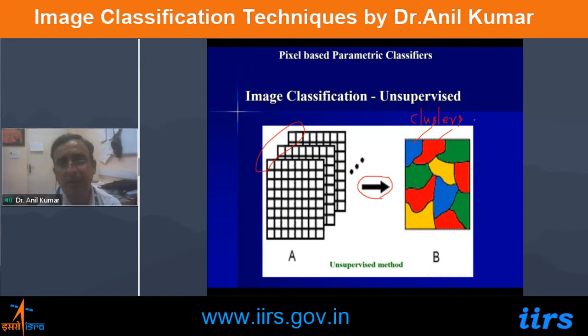So these are your clusters. The difference is the label is missing. There is no label, no name. I do not know what is green and what is red. I do not know whether red is water or agriculture. So the label is missing here. It will get C1, C2, C3, like that the class labels will come. But later on we can give the labels while verifying from the ground information.